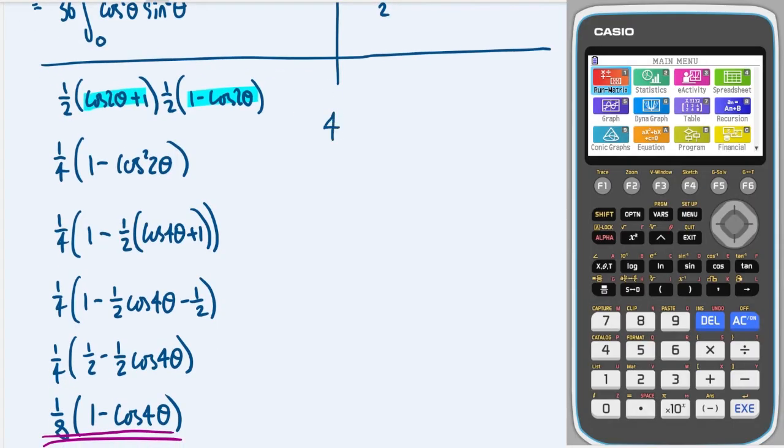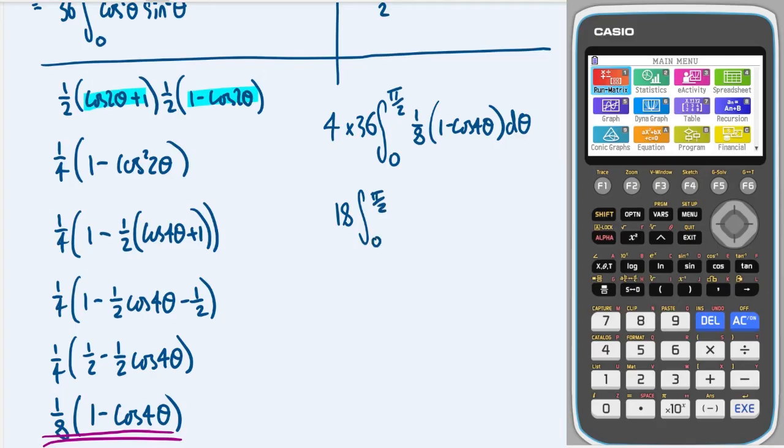So I will need to do 4 times 36, the integral between pi over 2 and 0 of 1/8 (1 minus cos 4 theta) d theta. Okay, let's take the 1/8 out. So that will give me 18 times the integral between pi over 2 and 0 of 1 minus cos 4 theta d theta.